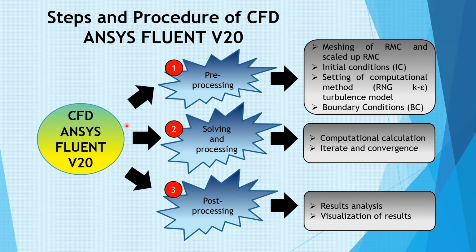Basically, CFD is divided into pre-processing, solving and processing, and post-processing. Pre-processing consists of meshing of RMC and scale-up RMC, initial conditions, setting of computational method, RNG k-epsilon turbulence model, and also boundary conditions. Solving and processing involves computational calculations, iterations, and convergence. Whereas post-processing includes the result analysis and the visualization of the results.